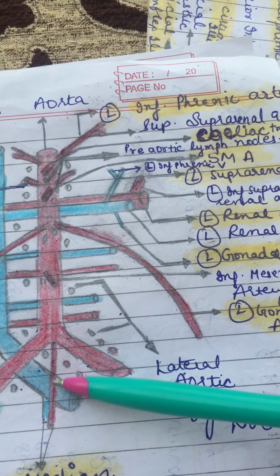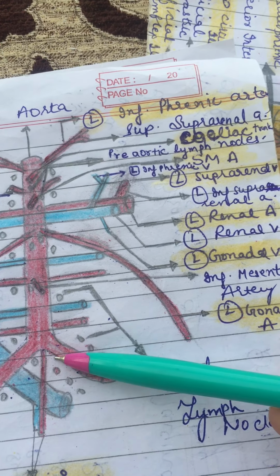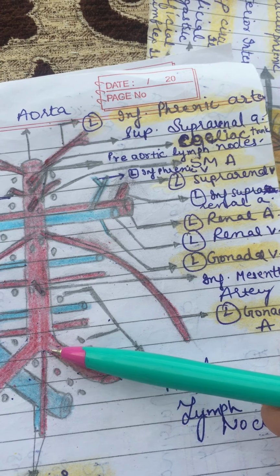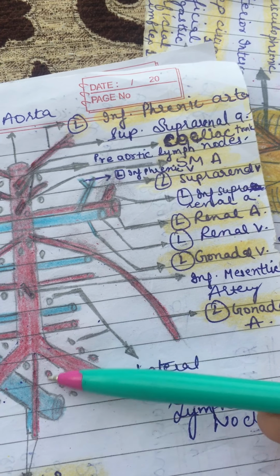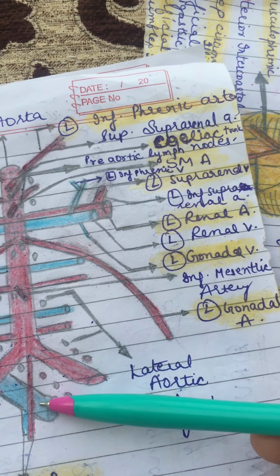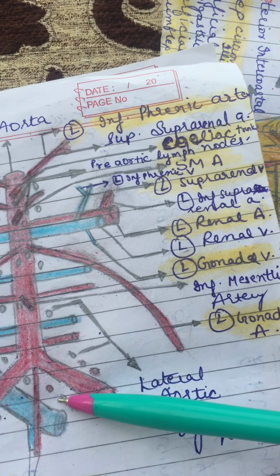Then we have median sacral artery, which is a continuation of the primitive dorsal aorta. It arises from the back of aorta just above the bifurcation of the aorta and runs downwards to end in front of the coccyx. It supplies the rectum and anastomoses with the lateral sacral and iliolumbar arteries.